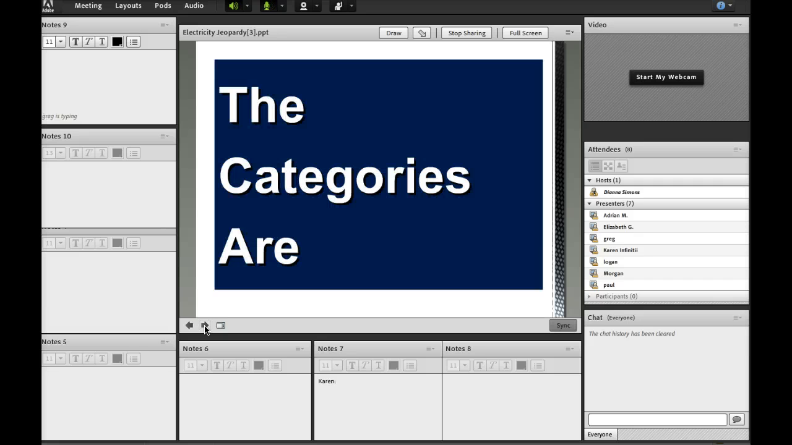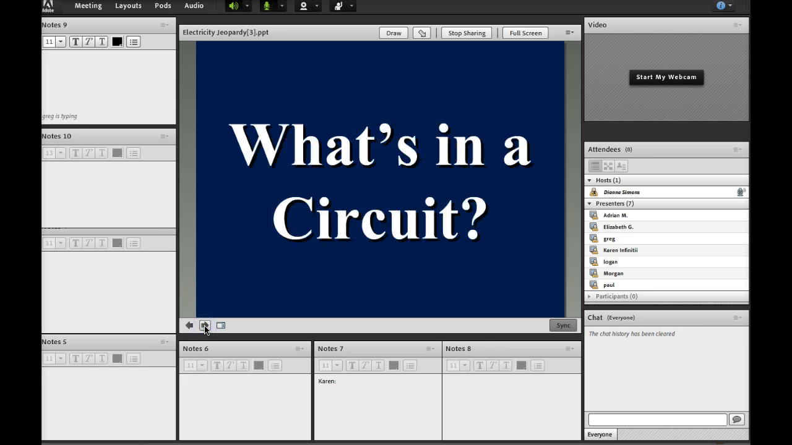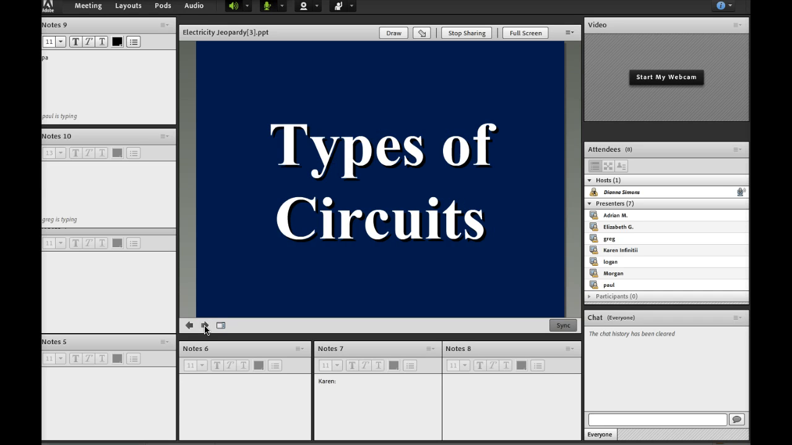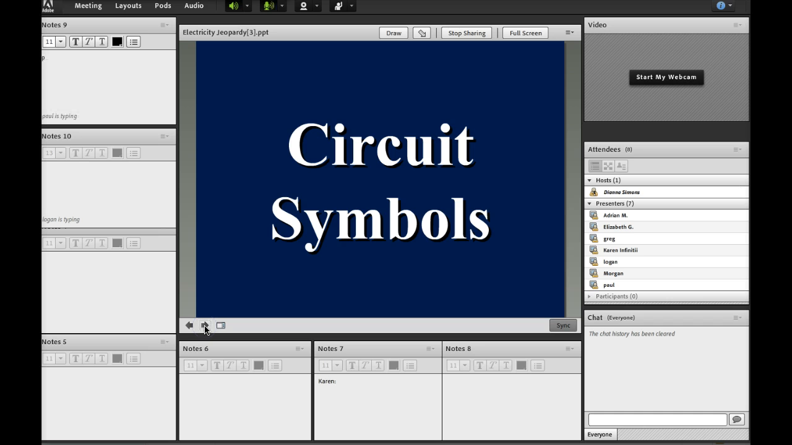Ready? So, our categories today: vocab and more vocab. And then what's in a circuit? The types of circuits. Schematic, so that means what the pictures of the circuits look like. And circuit symbols, for this one, it's what each individual, like the little, what are those called? Like the zigzaggy lines and that kind of stuff. I hope that makes sense.